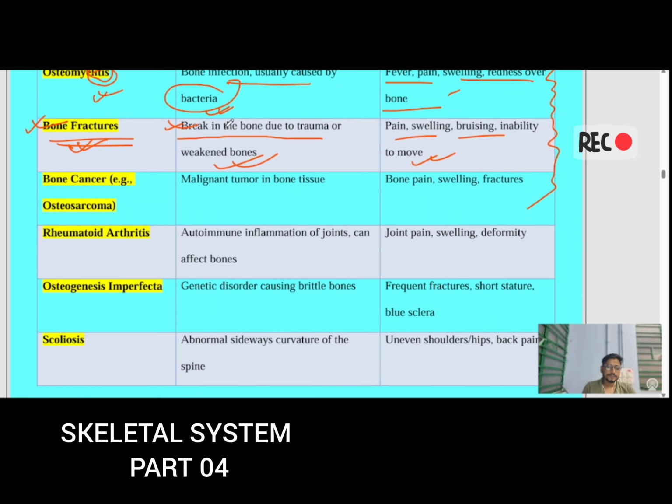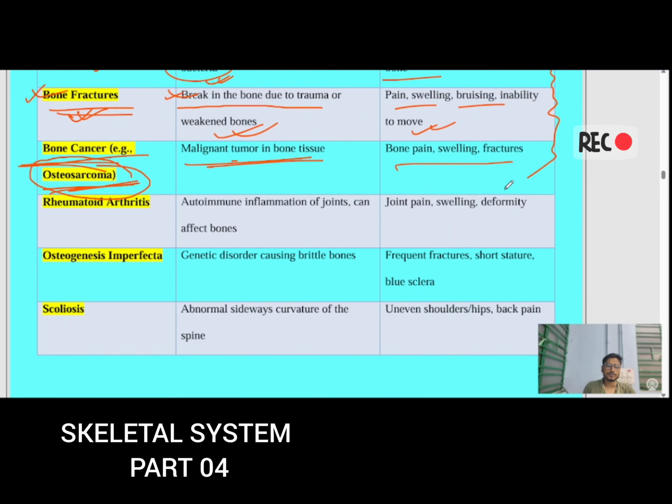Bone cancer. What is bone cancer? Bone cancer, or osteosarcoma. It is a tumor of the bone, with bone pain and swelling.